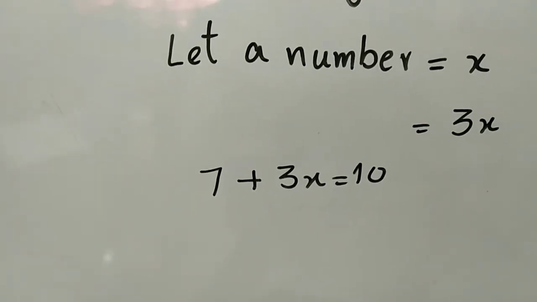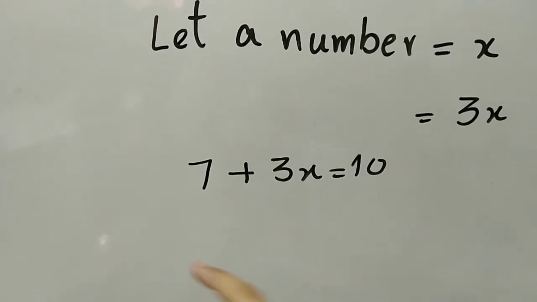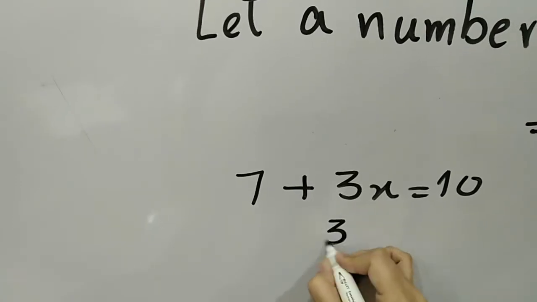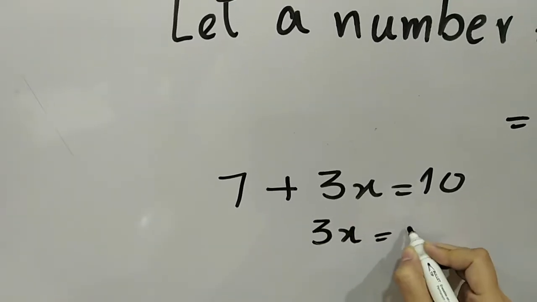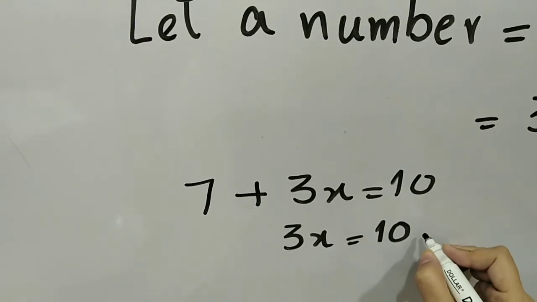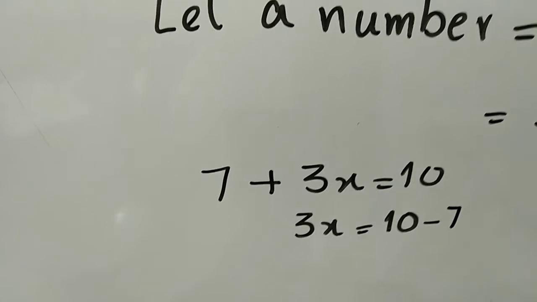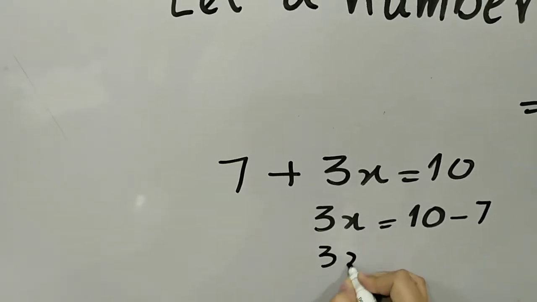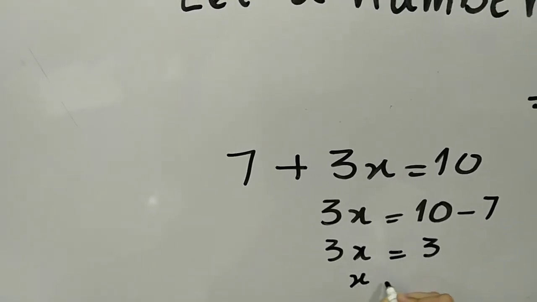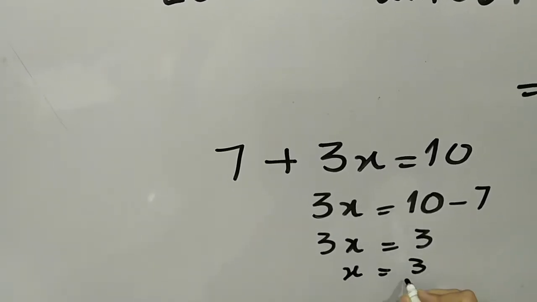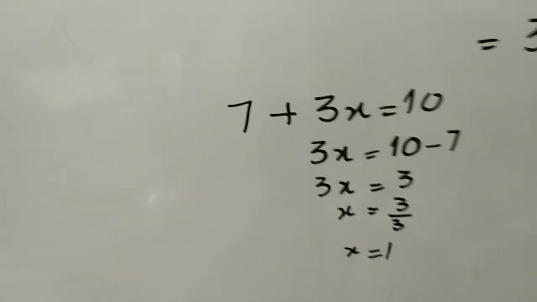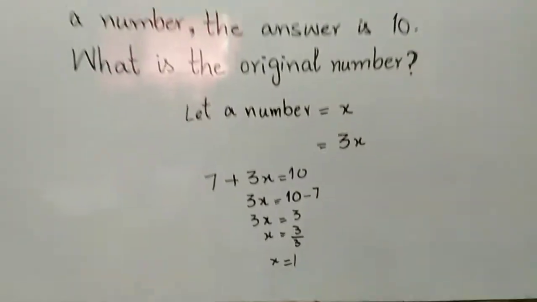Now we have to find the original number. That means we have to find the value of x. So 3x will be equal to 10, and this 7 becomes negative on the other side. Now 3x will be equal to 10 minus 7, that is 3, and we have to find the value of x, so 3 will be divided on the right hand side and we get x equals 1. So the original number will be 1.